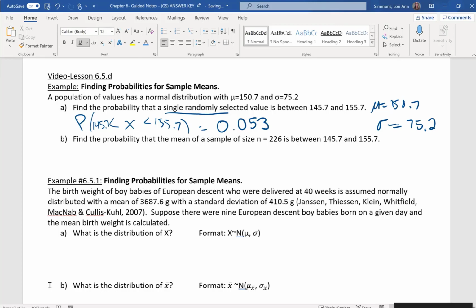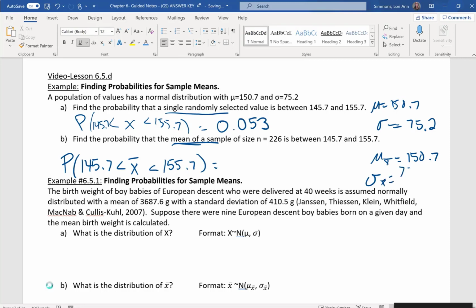B, find the probability that the mean of a sample of size n equals 226 is between those two numbers. So really, what's changing here is that x is now x bar because it's a mean of a sample. The lower and upper bound stays the same. Mu x bar stays the same. Sigma x bar is now sigma over the square root of n, which is 226.